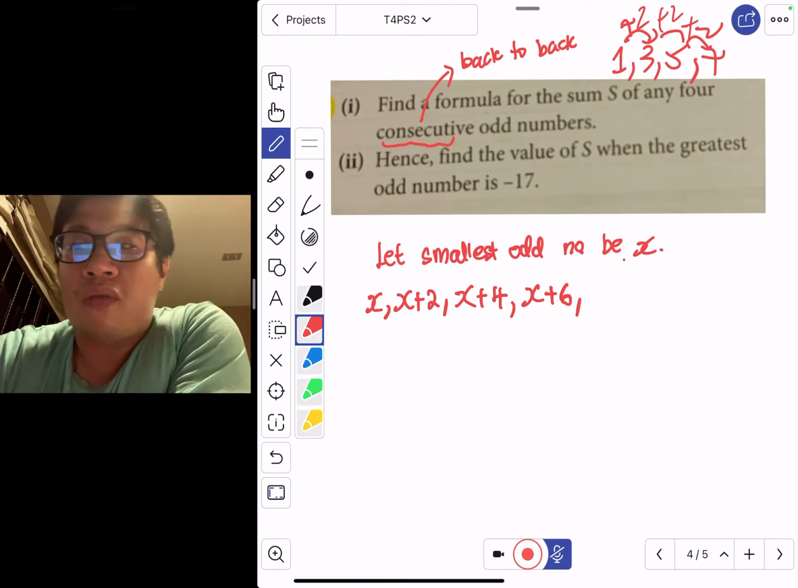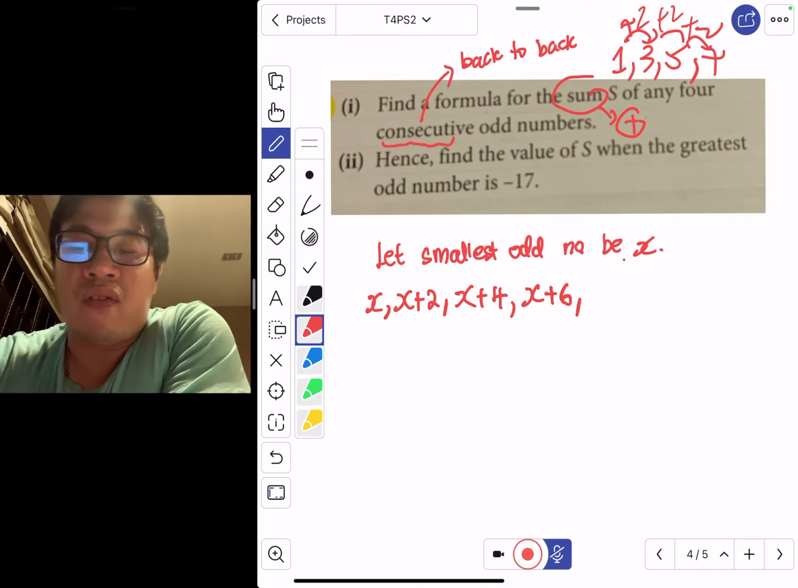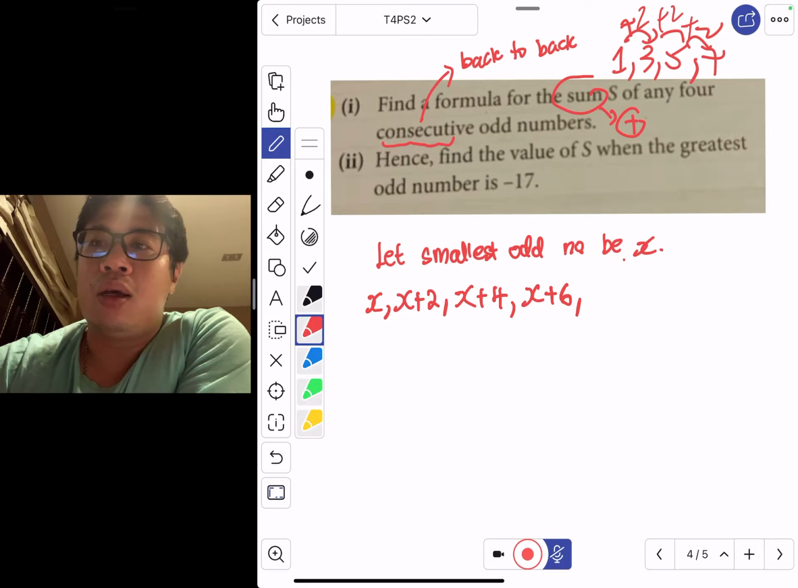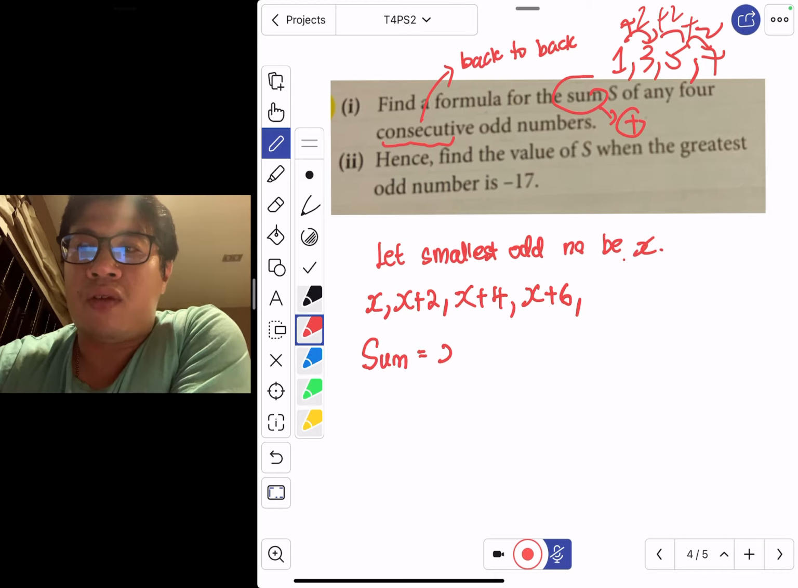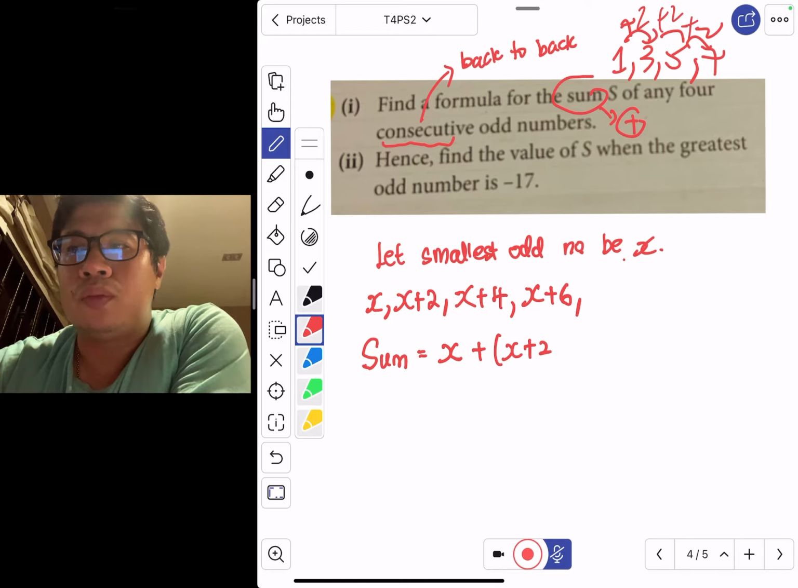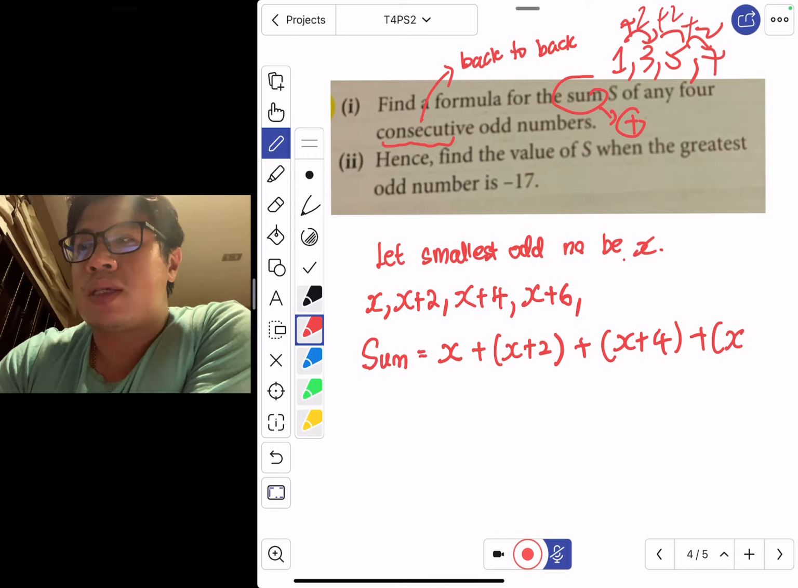With that, when you want to find the sum, the word sum tells you that you are adding all 4 numbers together. Find the sum of these 4 consecutive odd numbers, so you should be adding them together. Let me call the sum S. This will be the first number x plus the second number x plus 2 plus the third number x plus 4 plus the fourth number x plus 6.